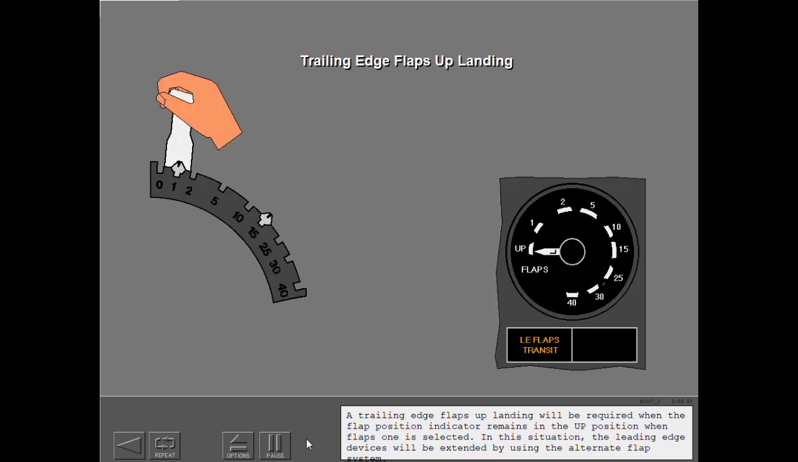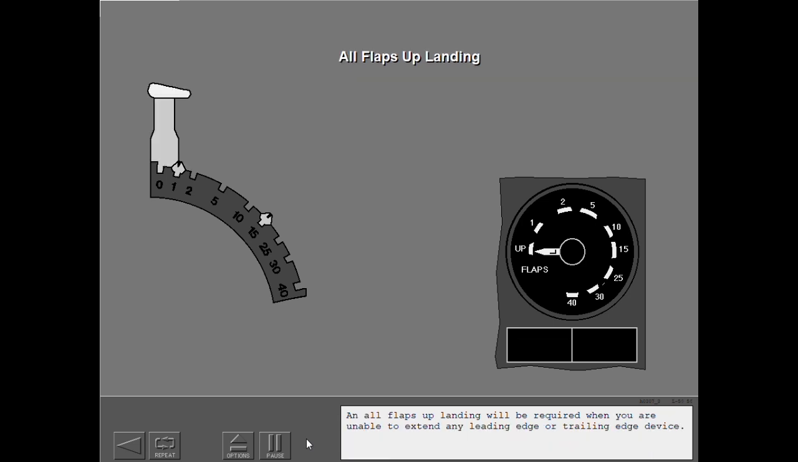A trailing edge flaps up landing will be required when the flap position indicator remains in the up position when flaps 1 is selected. In this situation, the leading edge devices will be extended by using the alternate flap system. An all flaps up landing will be required when you are unable to extend any leading edge or trailing edge device.